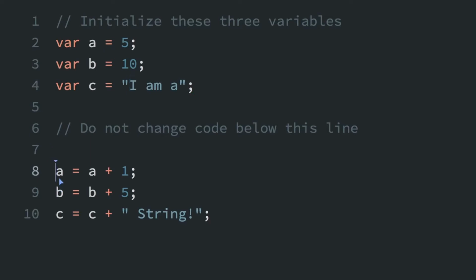So you can see a plus 1 is going to equal 6. 5 plus 1 equals 6. b equals b plus 5. That's going to be 15. And then c is now going to say, I am a string.